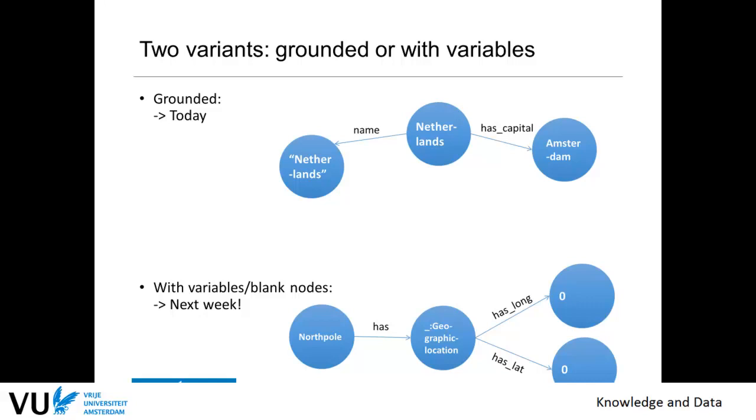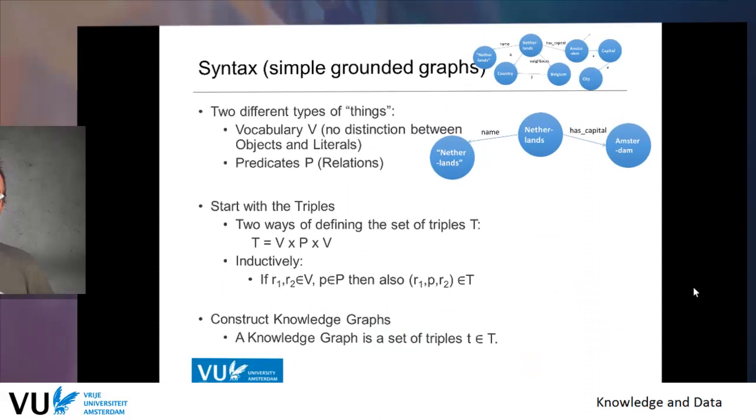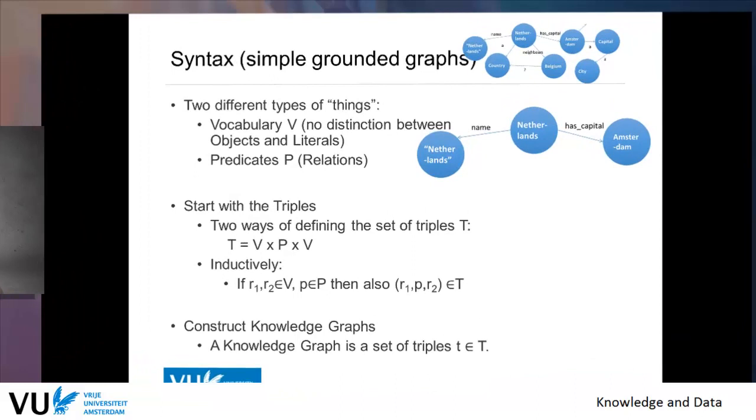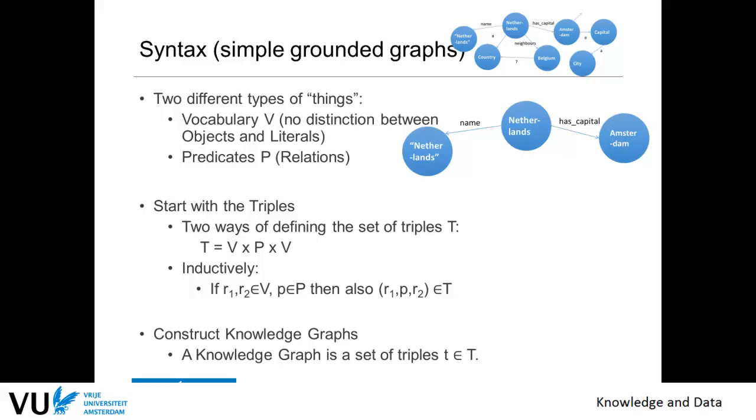This is a variant of knowledge graph logic that also has variables, and that makes the semantics far more complicated. So we look at this next week. For now, let's keep it with the simple grounded graphs. That basically means that we have only two different types of things. We have a vocabulary, and here we don't make a distinction between objects and literals. I said in one of the previous slides that we talked about Amsterdam as a resource, as an object, and the string Netherlands as a literal, which is slightly different in the supposed meaning. But for this very simple language, we treat them in the same way.